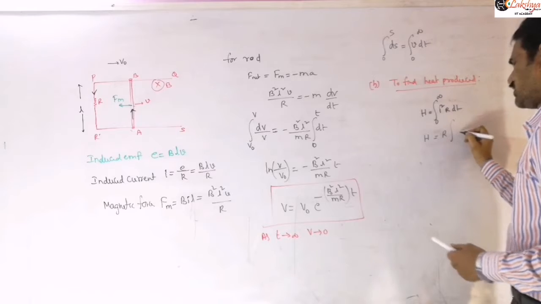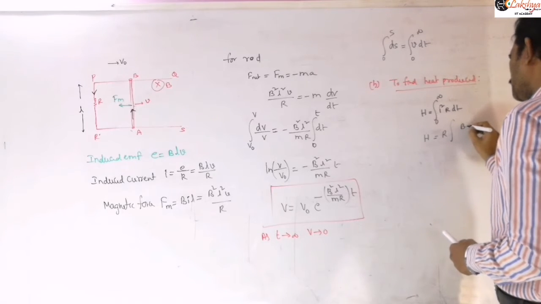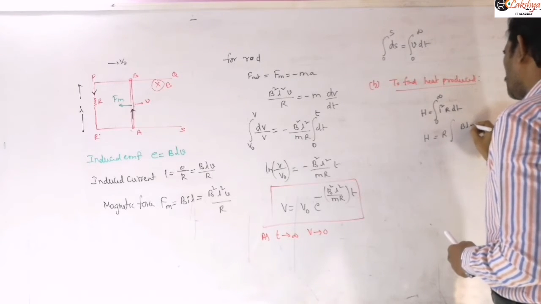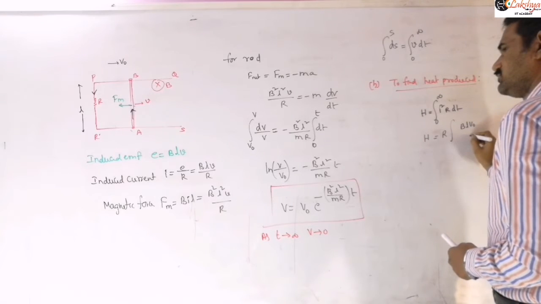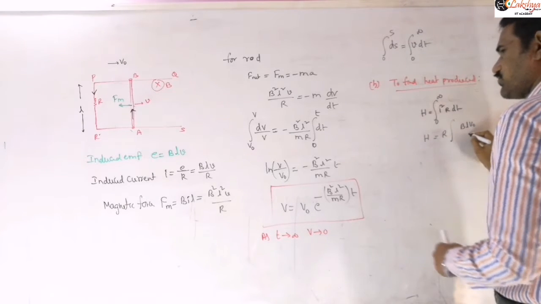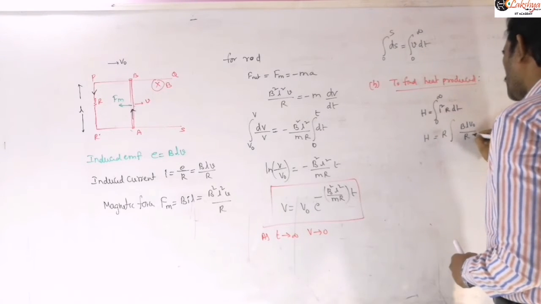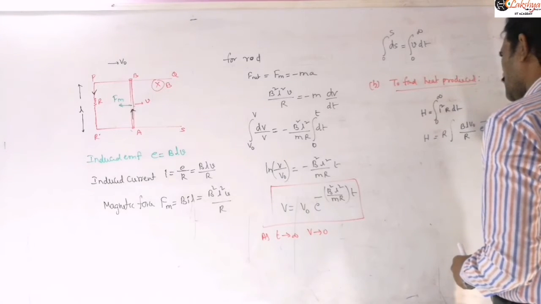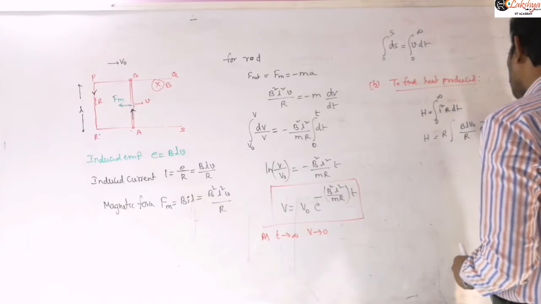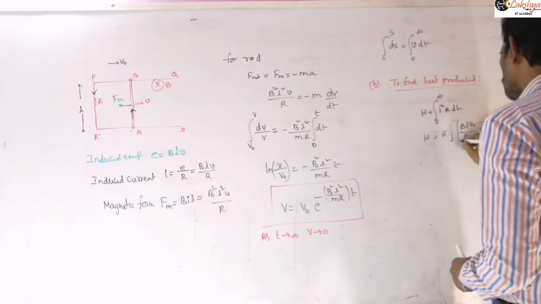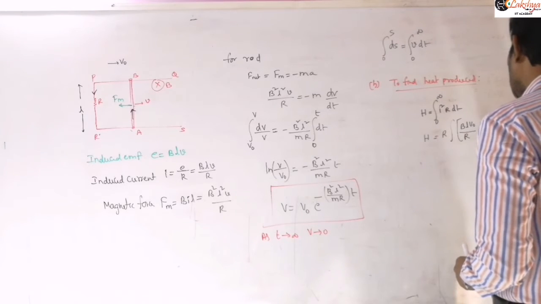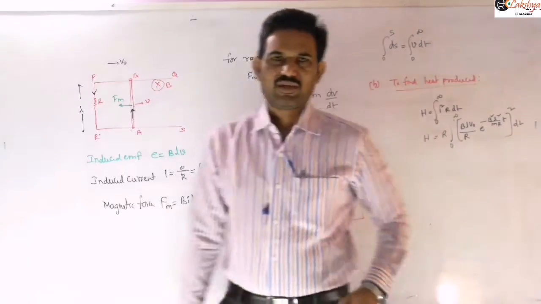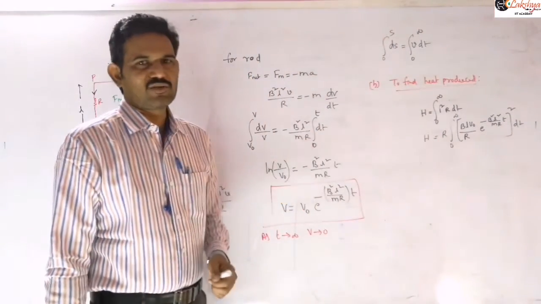I is BLV, and V is BL V naught, so you need to substitute this value there. So I is BL V naught by R into e power minus B square L square by MR into T. This whole square into dt, from 0 to T. You need to simplify that, and then you will get the heat produced.